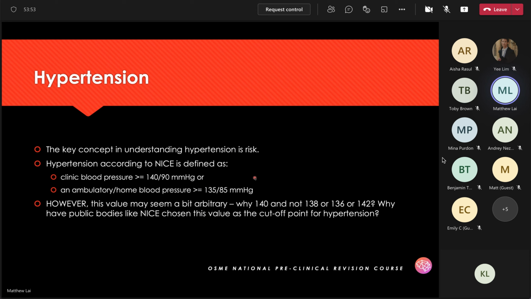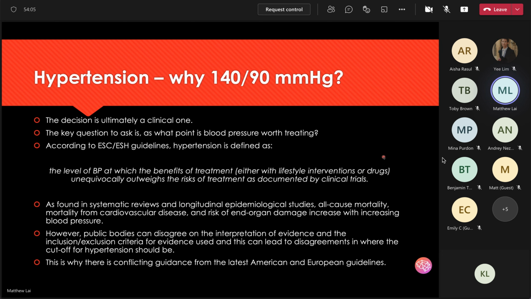But this value may seem a little bit arbitrary. Why? Because blood pressure is continuous. So why have we chosen 140 and not 138 or 136? Why is this the cutoff point for hypertension? This decision is ultimately a clinical one. The key question we need to ask is, at what point is blood pressure worth treating? According to European guidelines, hypertension is defined as the level of blood pressure at which the benefits of treatment unequivocally outweigh the risk of treatment as documented by clinical trials.